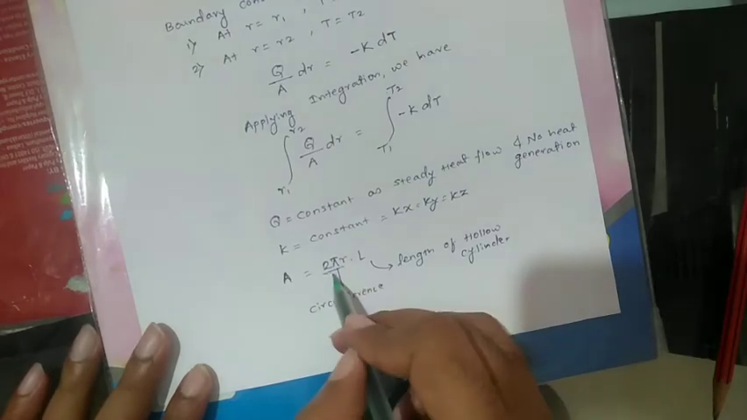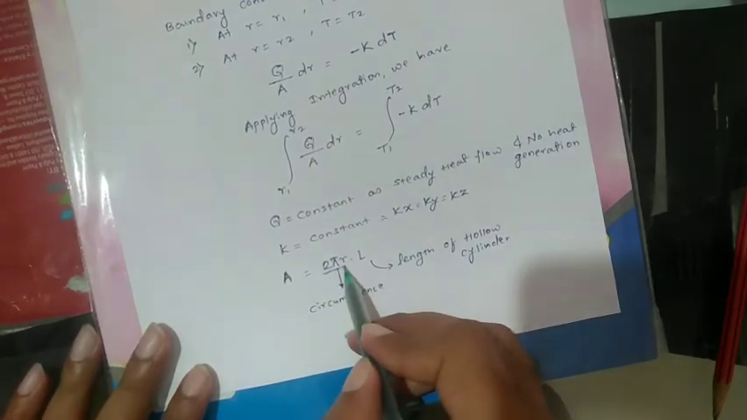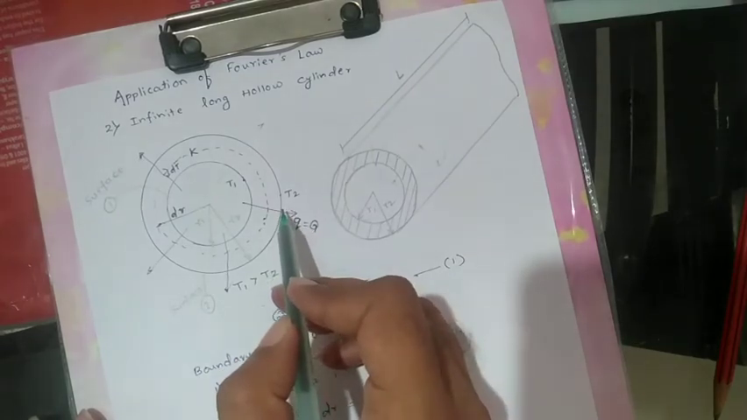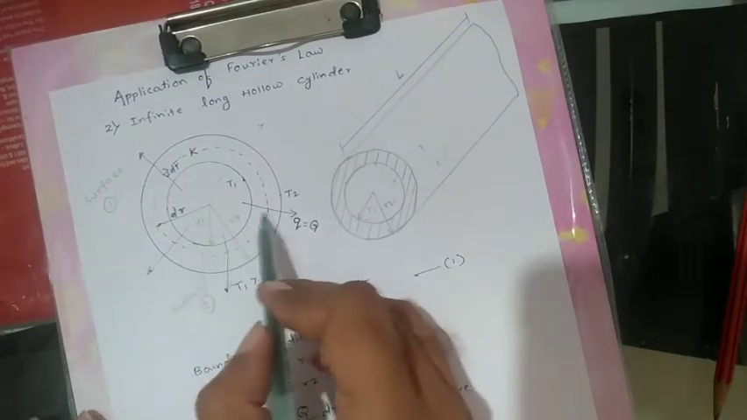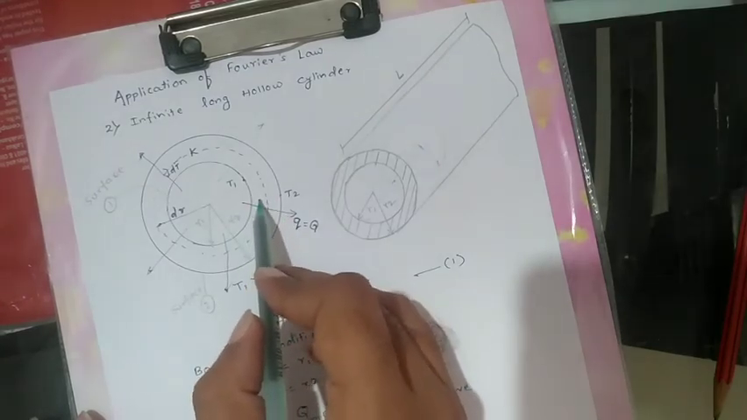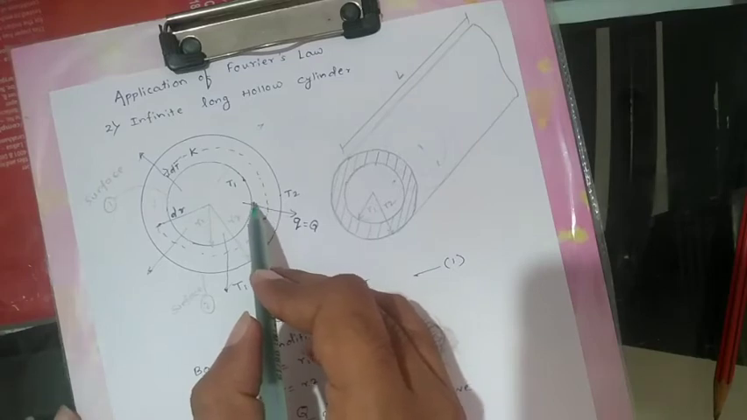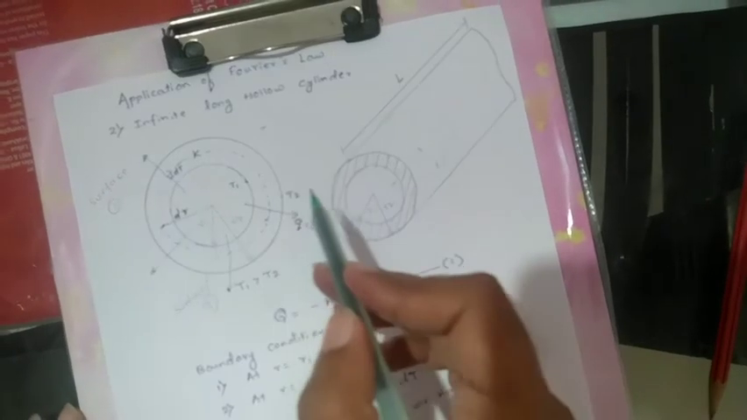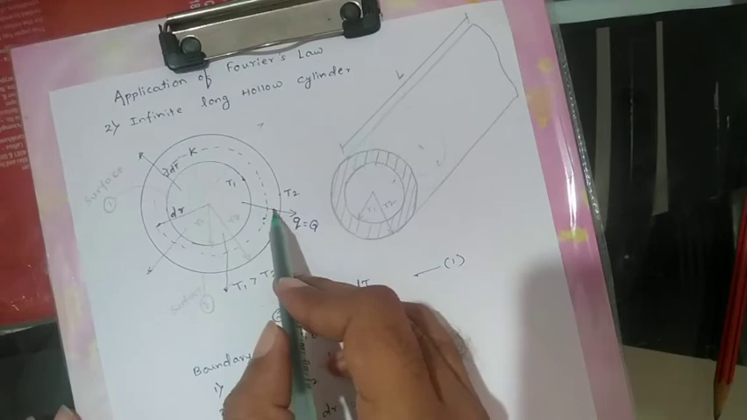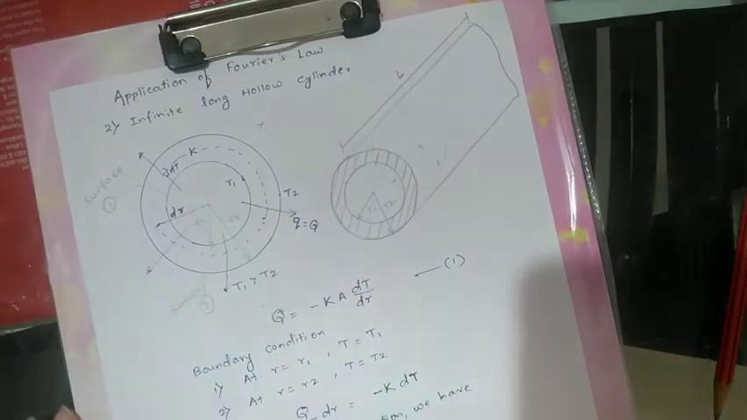So the area is not going to remain constant, because r is not going to remain constant. As Q proceeds, the radius changes. R1 will become R2, and in between you have infinite radii: R1, then R2, then R3, R4, up to the outer radius. So r changes as the heat flows. That's why we have considered A equal to 2 pi r into L.